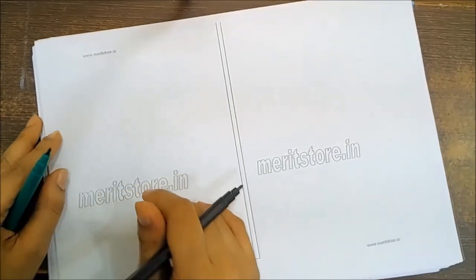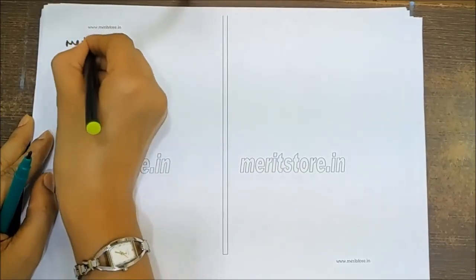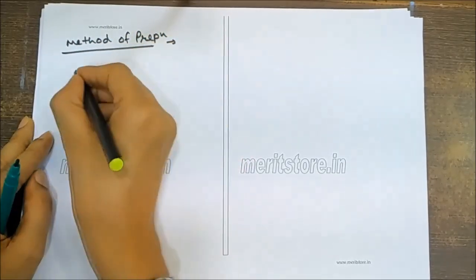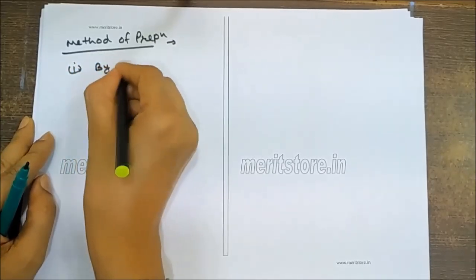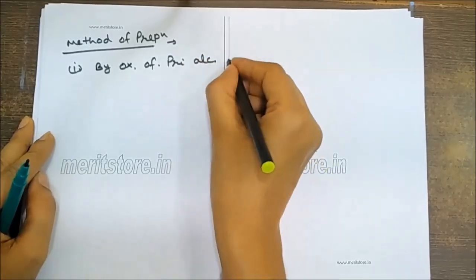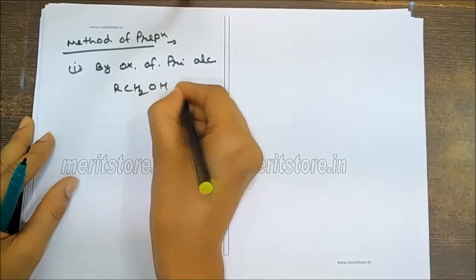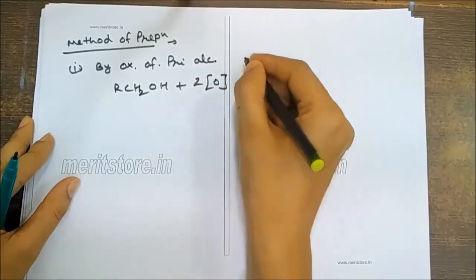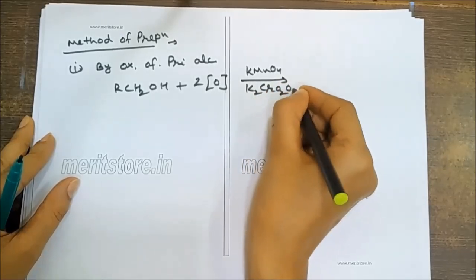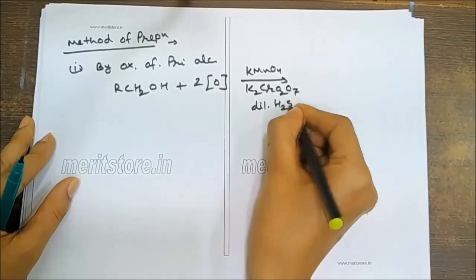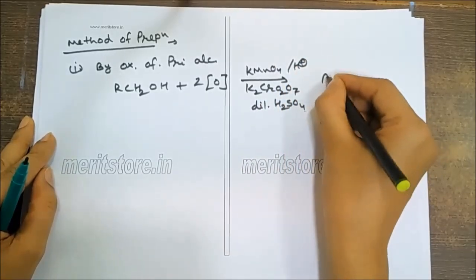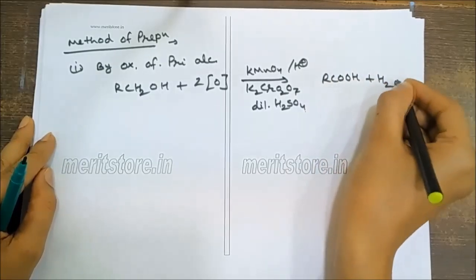Now the methods of preparation for carboxylic acid. First is by oxidation of primary alcohol. It's a very easy method. We'll take primary alcohol and will oxidize it in the presence of KMnO4 or K2Cr2O7, that is potassium dichromate, or dilute H2SO4. We can take any of them and it will give carboxylic acid and water.